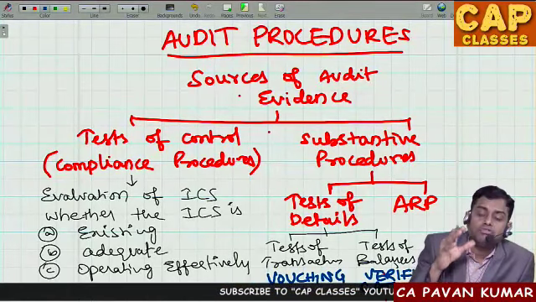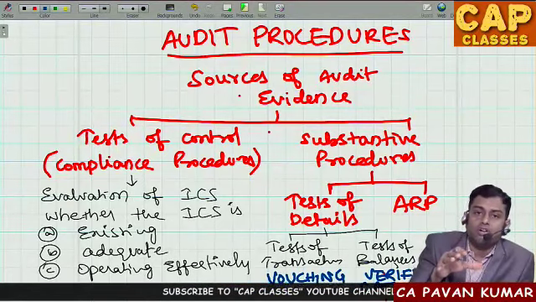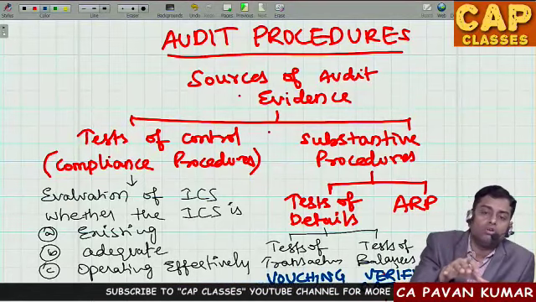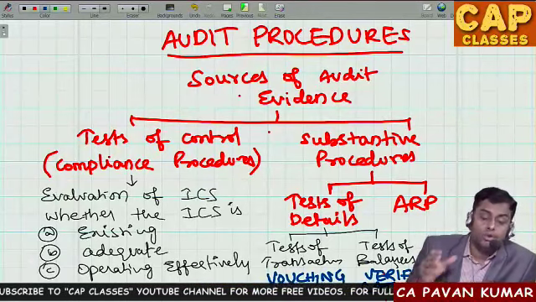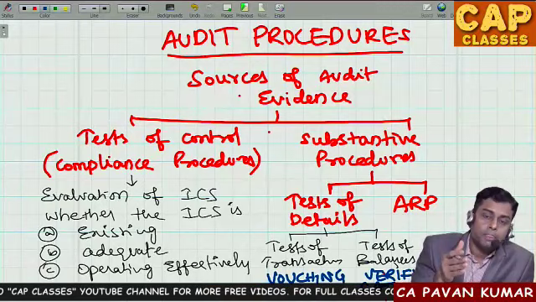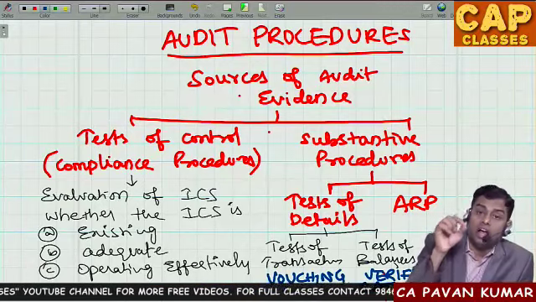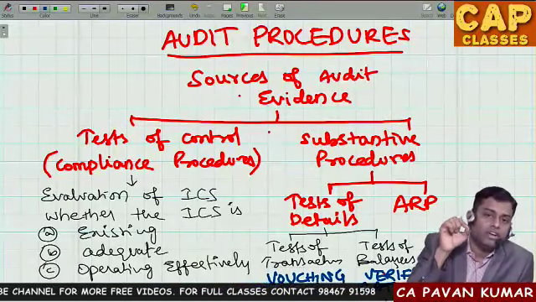Otherwise, it leads to control breakdown. Ineffective controls, defective controls, weak controls cannot prevent or detect frauds and errors. So you need to have solid controls, and also whether the controls are operating effectively or not.